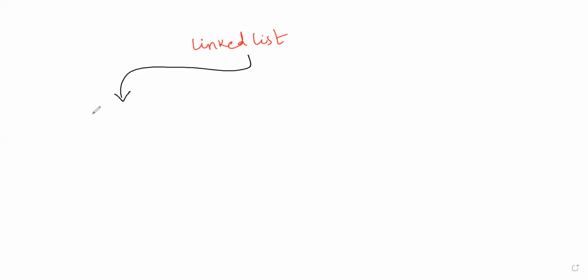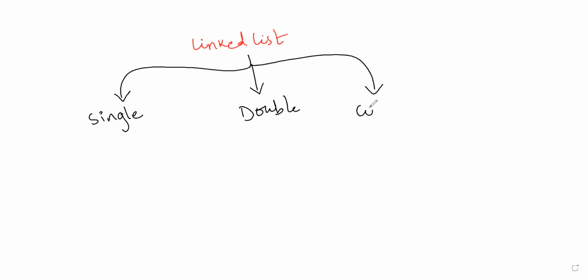First one is single linked list. Second one is double linked list. Third one is circular linked list. So there are three different types. First one what we have, single linked list. So remember what is meant by single linked list. The elements are moving in one direction. Here you have only data and pointer.